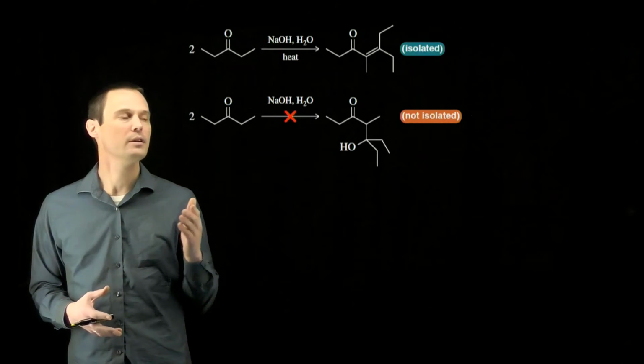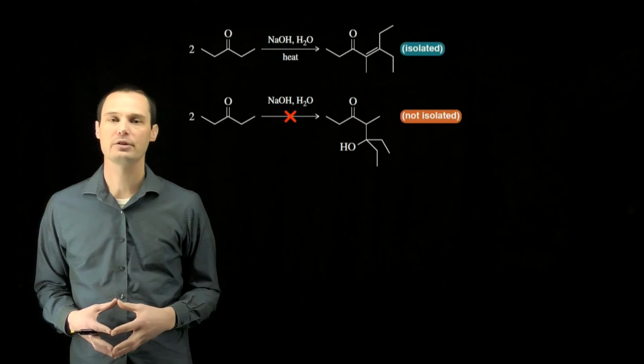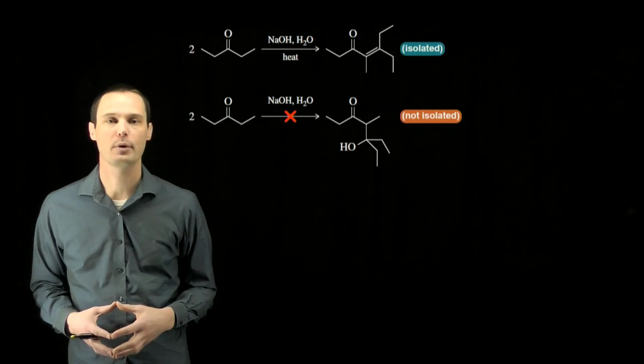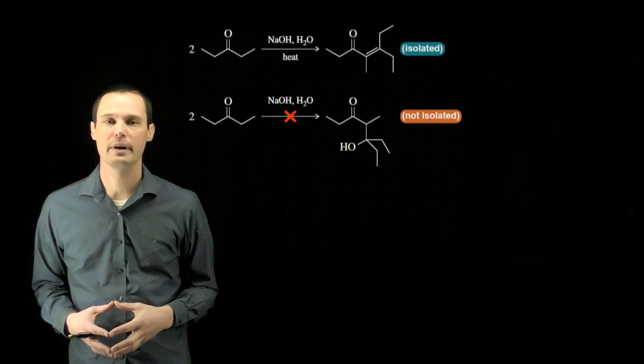We can get it to work if instead we add heat and we allow the process to continue to the elimination reaction to form the conjugated enone as the product. But for a typical aldol addition reaction, the reaction with ketones as electrophiles does not work.